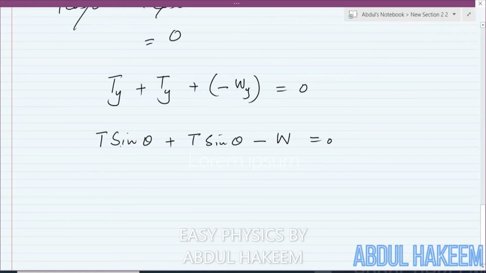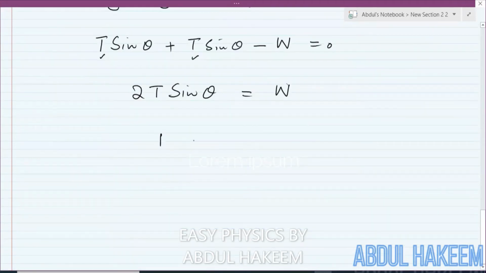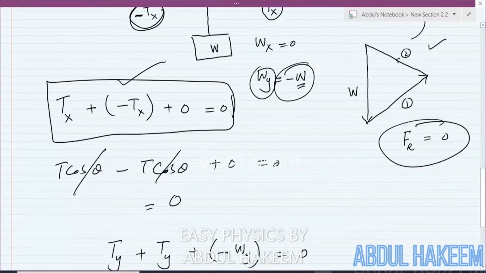So T is the same, angle is the same, we can write 2T sine theta is equal to W. Hence, tension in each string can be determined by W divided by 2 sine theta. So this is a very, very important formula to calculate the tension in the string when both angles are equal.